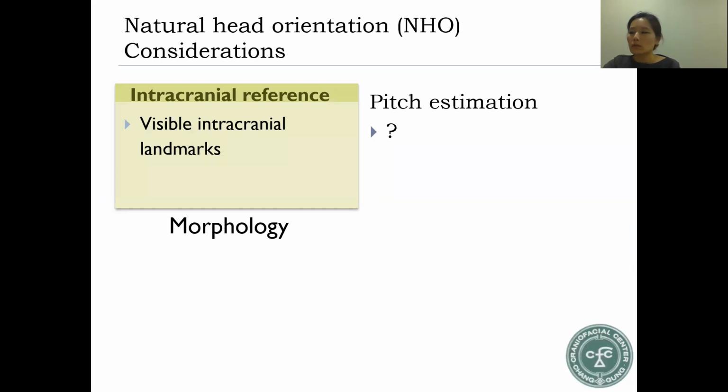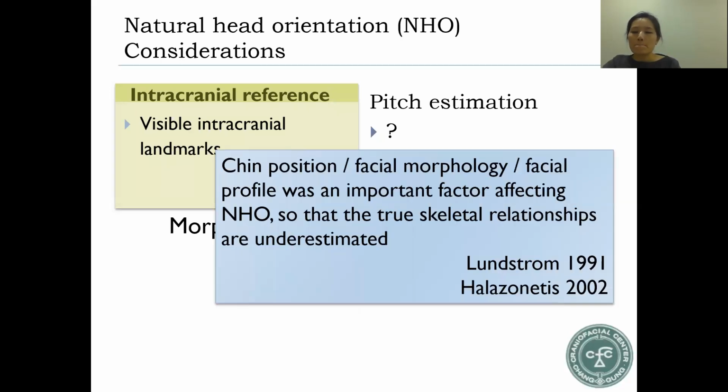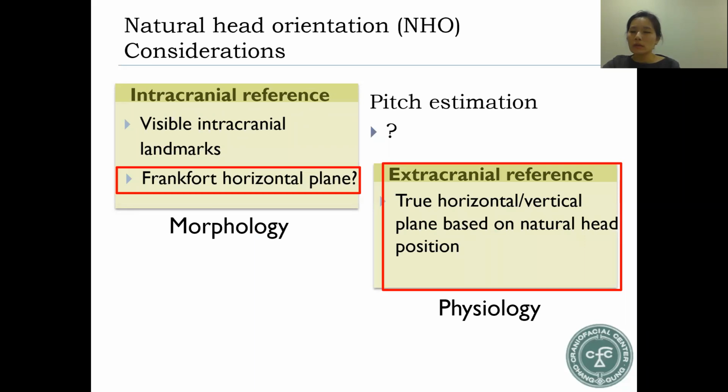And for pitch estimation, there are few clues to guide the clinicians. Facial morphology is not helpful in guiding the pitch adjustment. One paper showed facial morphology will affect natural head orientation judgment. Therefore, we should have other references for natural head orientation. Although using the FH plane for pitch judgment seems not to follow the original concept of natural head orientation, because we cannot judge if there is head extension or head flexion based on the FH plane, the FH plane is not a totally valid morphological feature. But personally, for pitch estimation, I still like to use the FH plane for judgment.